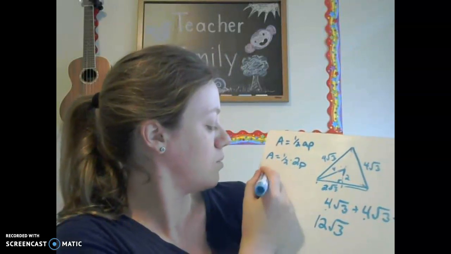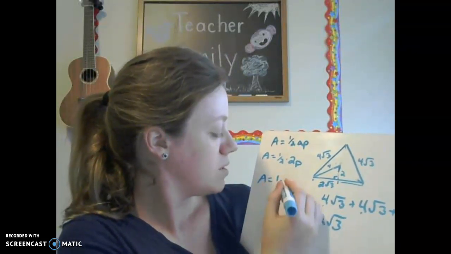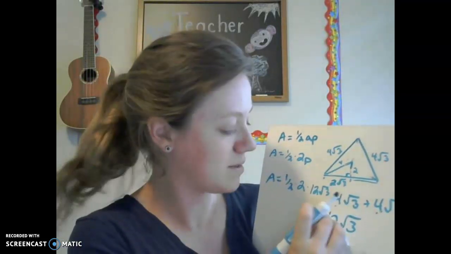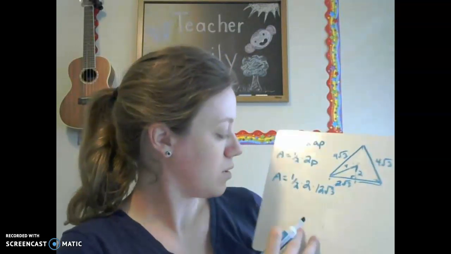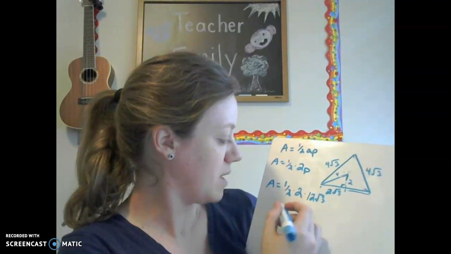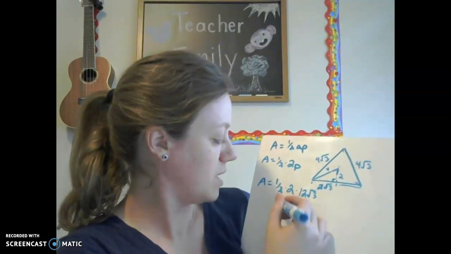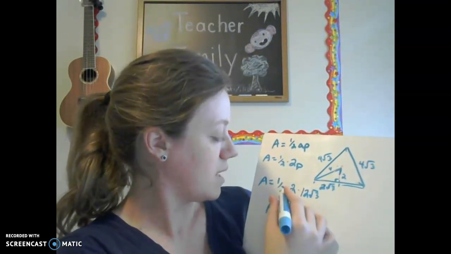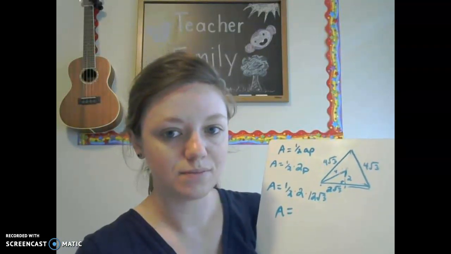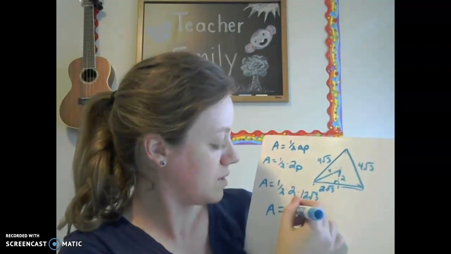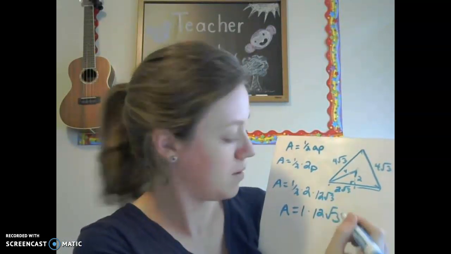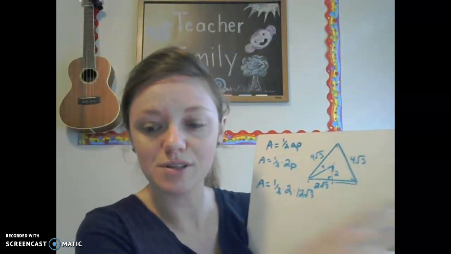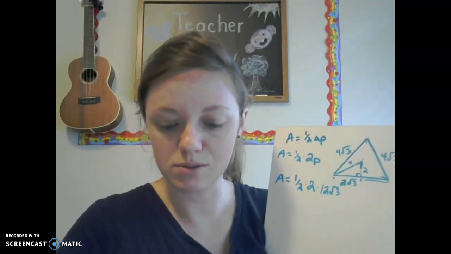So let's say A equals 1/2 times 2 times 12 times the square root of 3. Once we have that, we can simplify this a little bit. 1/2 of 2 is 1, and 1 times 12 times the square root of 3. I'm sorry, I think I'm doing that wrong. I'm just going to do this on my calculator, actually. Let's figure out what 1/2 times 2 times 12 times the square root of 3 is.